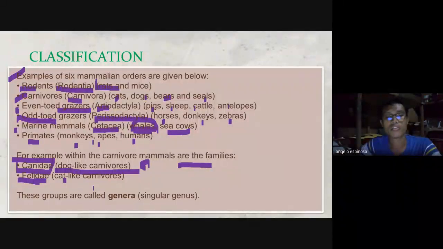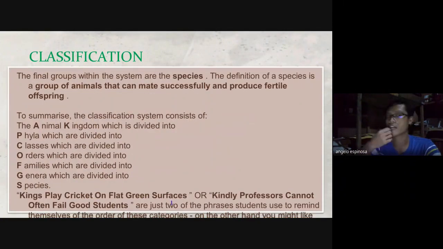And these groups are called genera. We have singular genus, okay? So what are those genus we have here? Ayan. The final groups within the system are the species. From family, we go from genus to species.